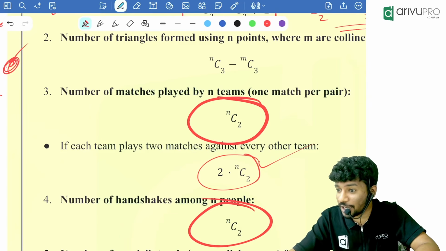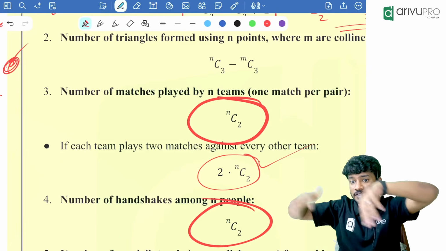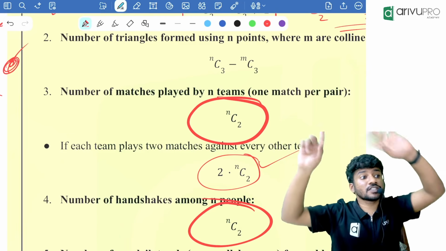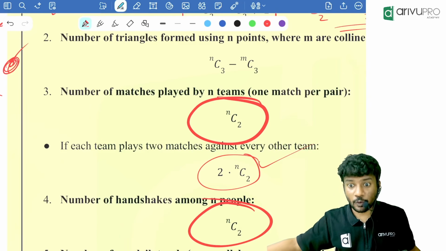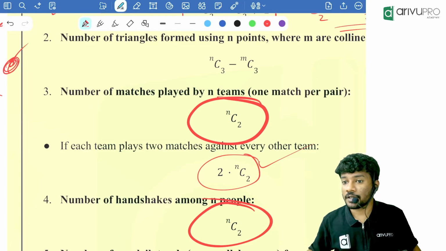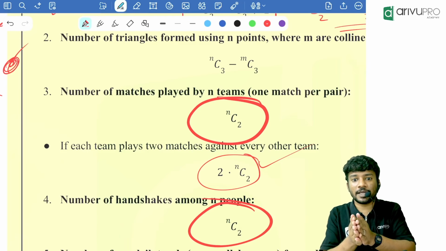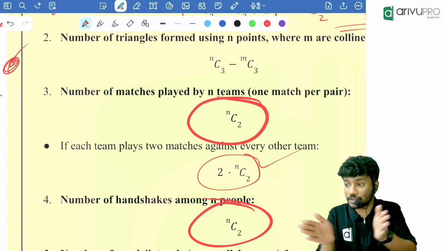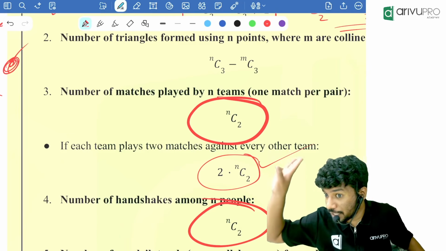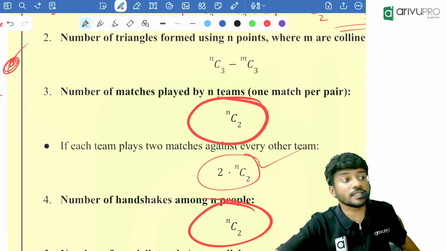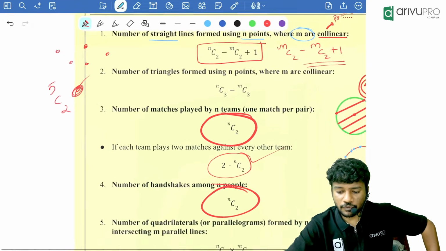Why? For example, think about IPL. First set of matches over. 10 teams are playing against each other one time, so it will be 10C2. Then the second round, also 10 teams, they are playing against each other, then also it will be 10C2. So how many matches will they play together? If they are playing 2 matches against each other, 2 into NC2. We are adding both. That is the basic thing. If they are playing 3 matches against each other, 3 into NC2. 4 matches against each other, 4 into NC2. That is the next formula.